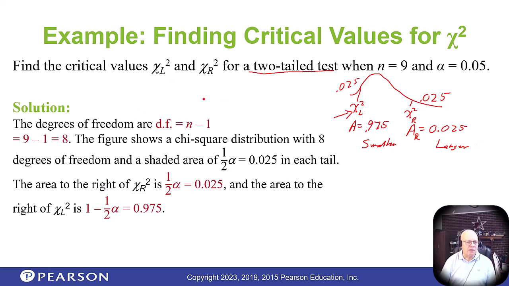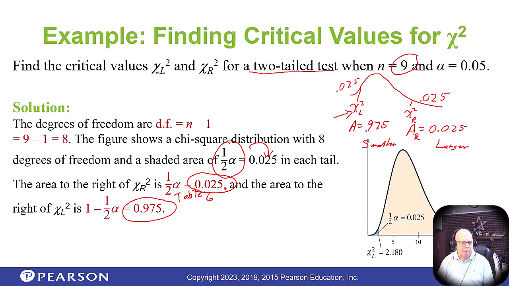So, degrees of freedom, 9 minus 1, you have 8. And you've got shaded areas of alpha over 2, so you have 0.025 in each tail. And the two areas for the right, 0.025. For the left, it's 0.975. And here we're talking about the table values, table 6 to be exact. There's our picture, and there are our two critical values, one on the left, one on the right.